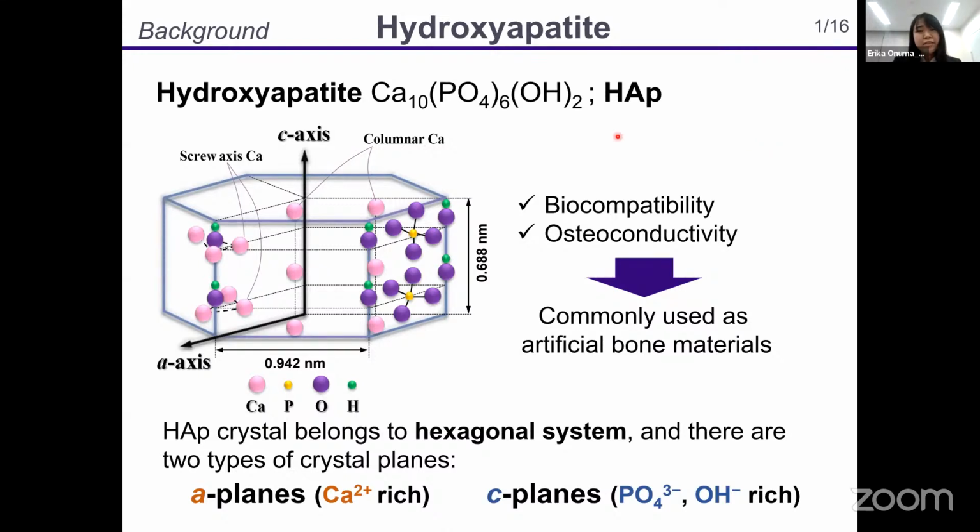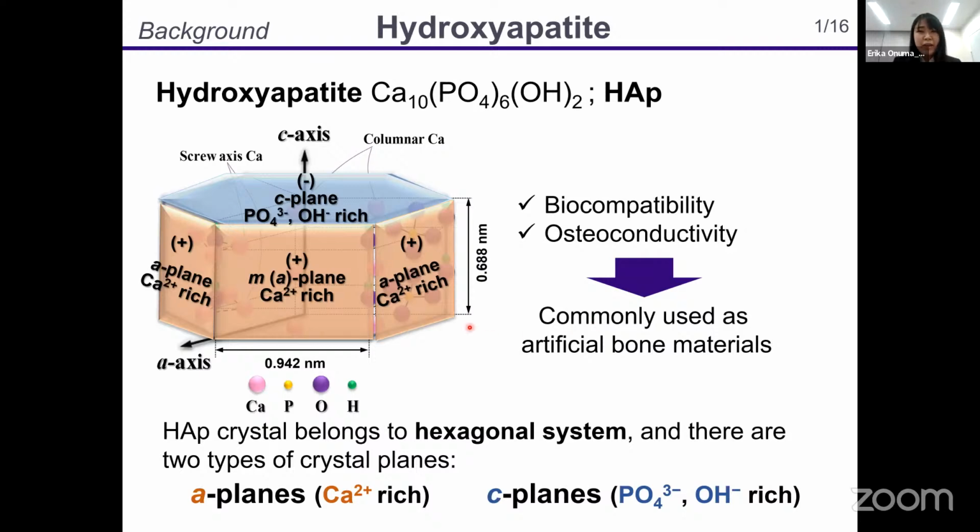Hydroxyapatite, HAP, is commonly used as an artificial bone material because of its high biocompatibility and osteoconductivity. HAP belongs to the hexagonal crystal system and has two crystal planes, a positively charged A plane with high exposure of calcium ion and negatively charged C plane with high exposure of phosphate ion and hydroxide ion.